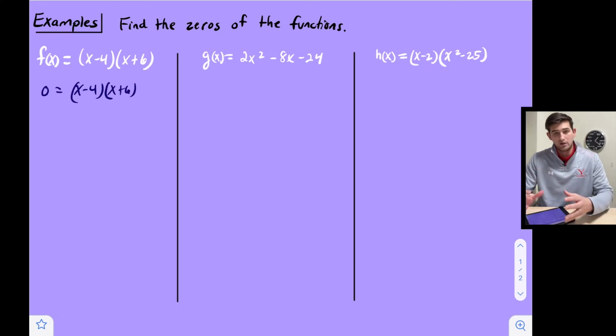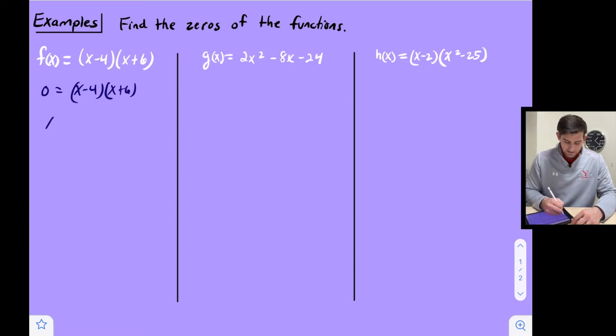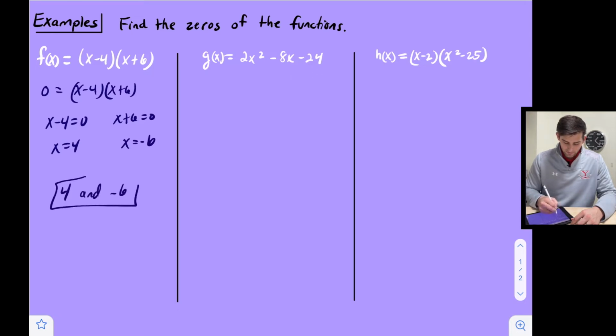Now we have a product that's equal to 0. That's the zero product property, which states x minus 4 either has to be 0 or x plus 6 has to be equal to 0. That's why we can go ahead and set these equal to 0. Here we get x equals 4, and here we get x equals negative 6. So our zeros of the function are 4 and negative 6.